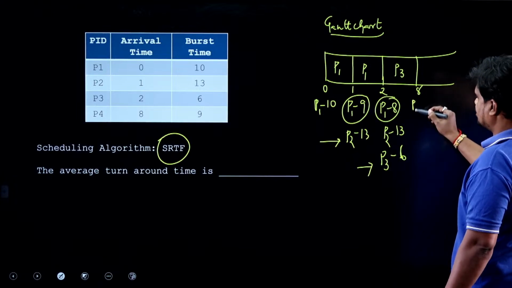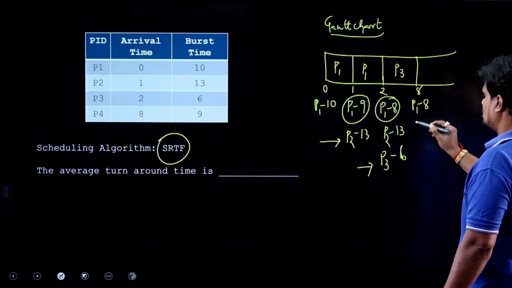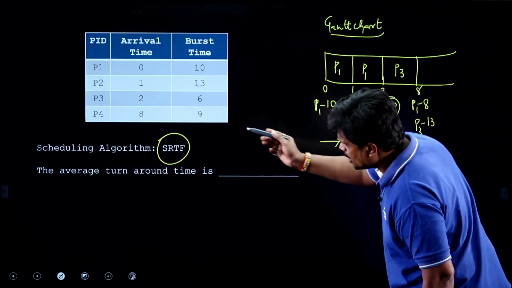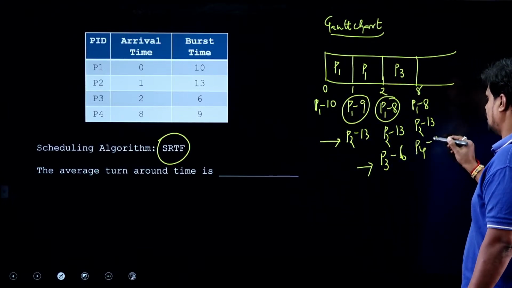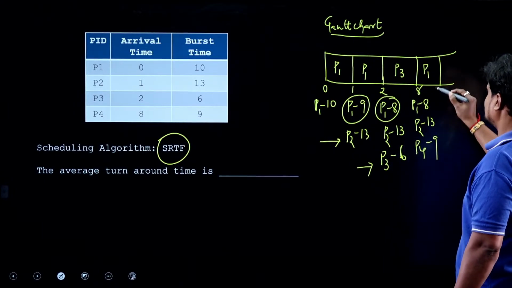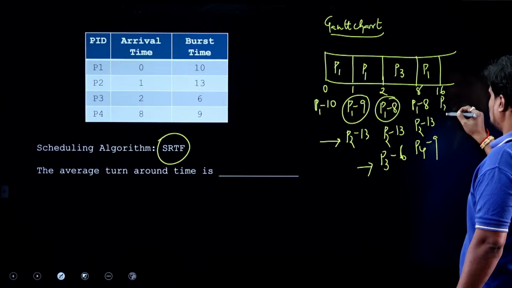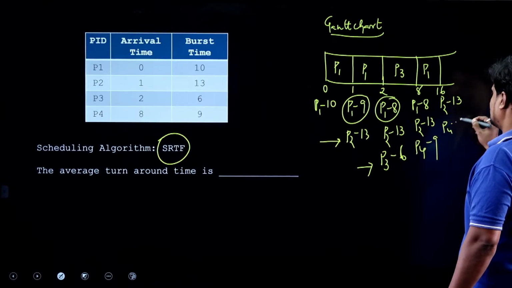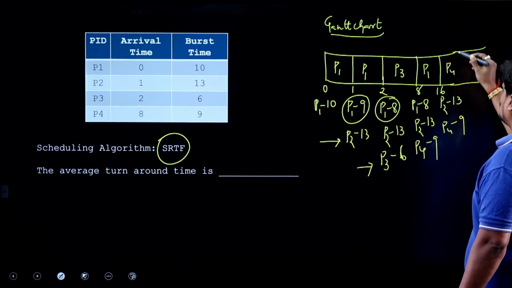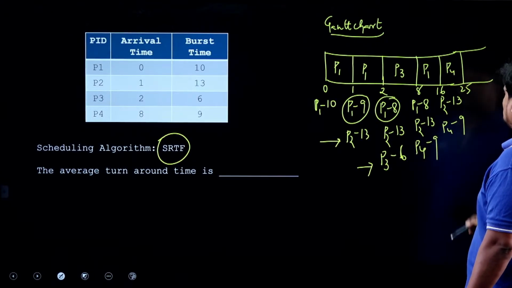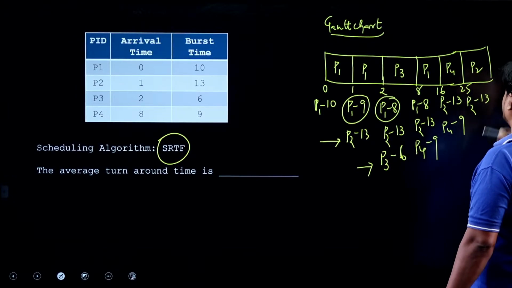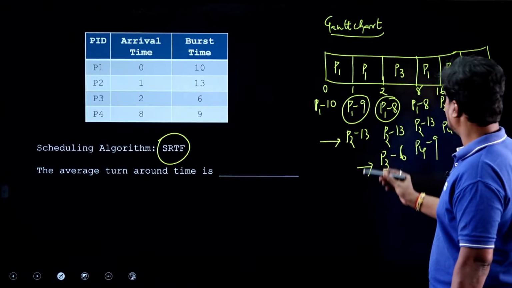So by 8, what is the status? P1 is there with 8 remaining burst time, P2 is there with 13 remaining burst time, right? And by 8, P4 is coming with 9 burst time. Then which process starts its execution? P1 is going to execute up to 16. By 16, you have P2 with 13 and P4 with 9. Among these, P4 is going to be executed till 25. By 25, you have only P2 with 13, so P2 is handed over and gets executed till 38. So this is the Gantt chart here.